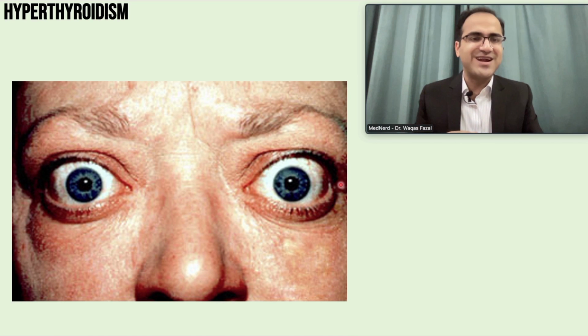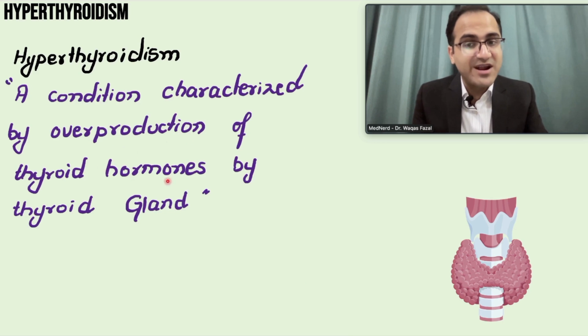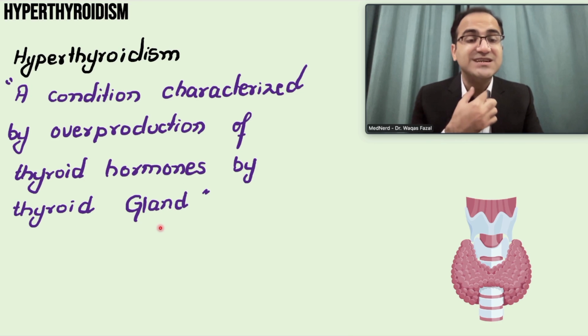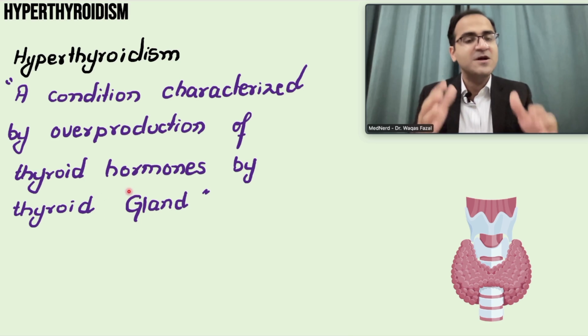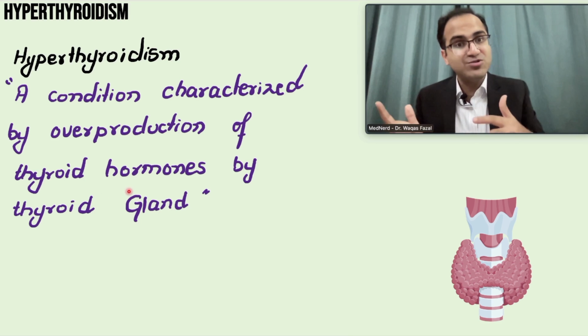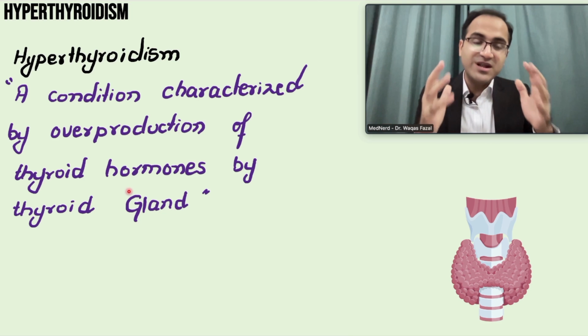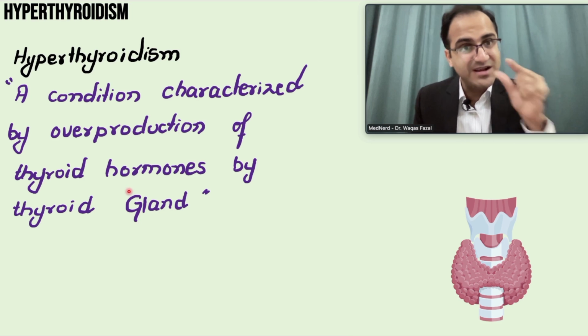What is hyperthyroidism? How do you diagnose it? Today we'll discuss that. Hyperthyroidism is a condition characterized by overproduction of the thyroid hormones by the thyroid gland. Thyroid gland is a gland that is present in our neck in front of the trachea that produces thyroid hormones. And as we discussed in our video on hypothyroidism, these thyroid hormones are the fuel of the body. They run the machinery. The machinery is the body and the fuel is the thyroid hormone.